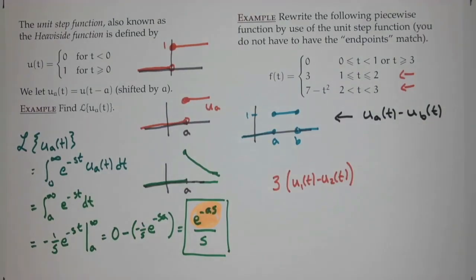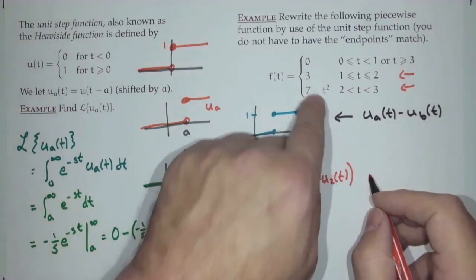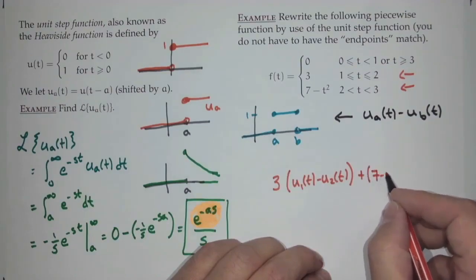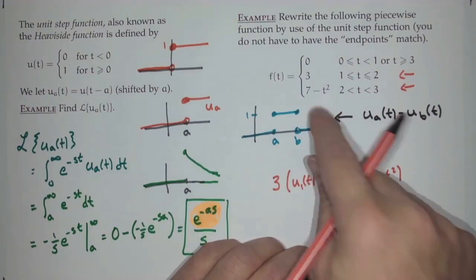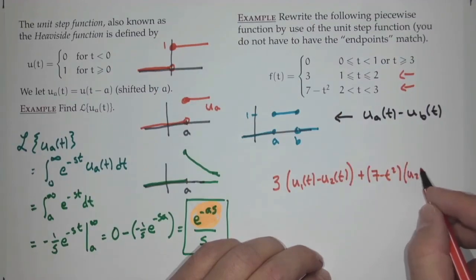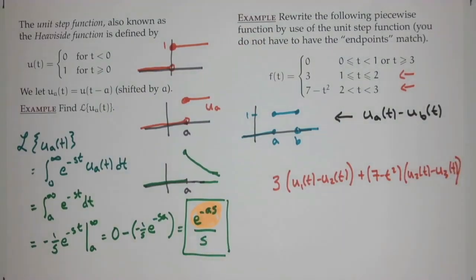Now what do I do? Well, now I have to turn on the other part. So I can add 7 minus t squared, that's my other piece, and turn it on at 2, turn it off at 3. And there we go.